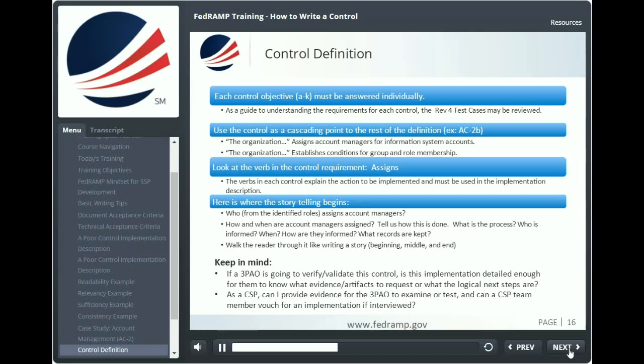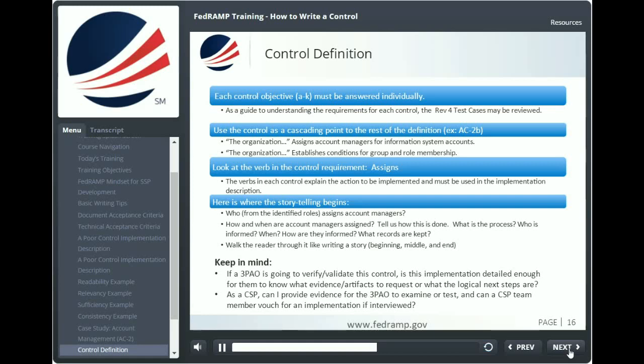Look at the verb. The verbs are key. Those are, of course, in grammar, action words. So look at the verb in the control requirement. Assigns is the verb in each control, and it explains the action to be implemented and must be used in the description. So here's where the storytelling part comes in. The who, that's from your types of user list, assigns the account managers. Who does that? How and when are account managers assigned? Tell us how this is done.